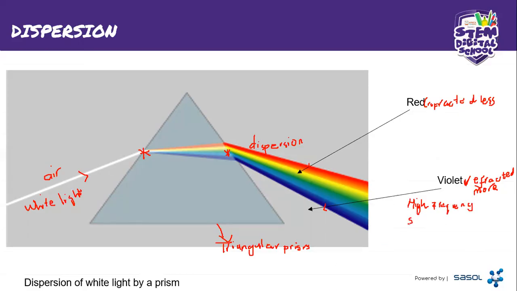so it has a shorter wavelength, and we know the symbol for wavelength is that, and therefore the speed is less.